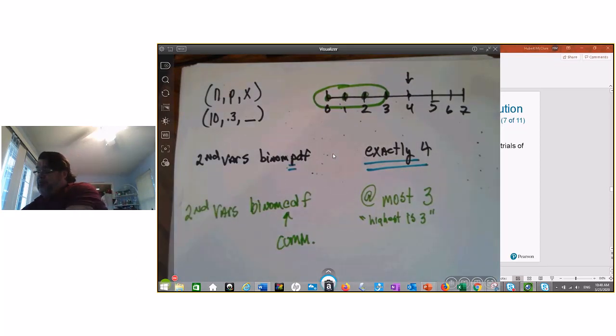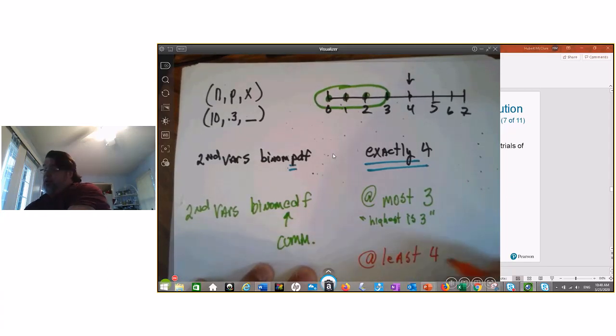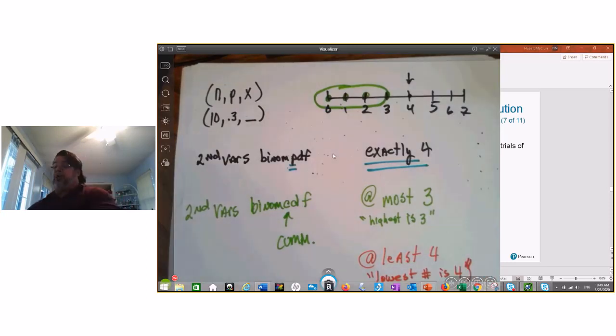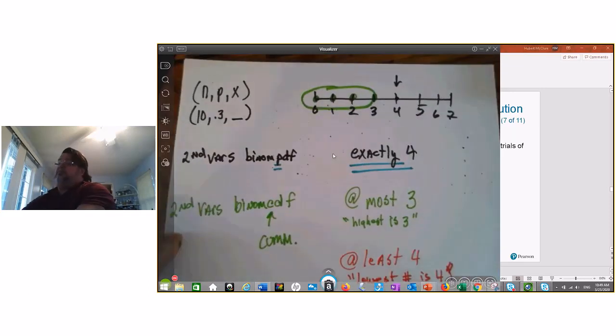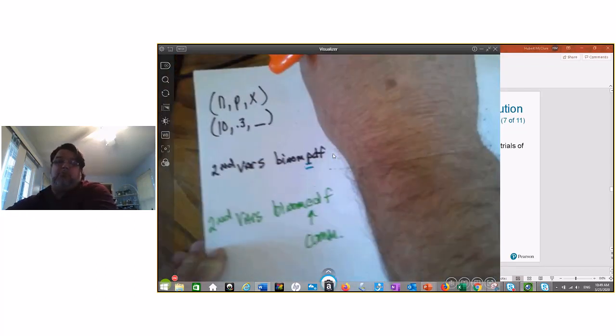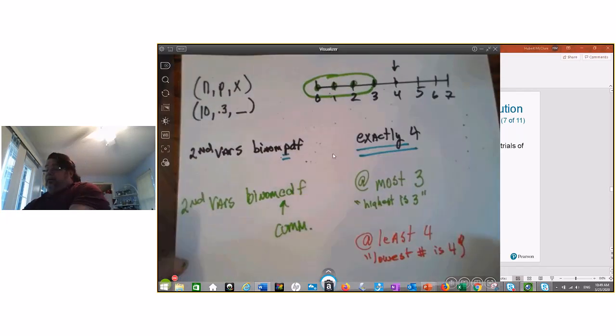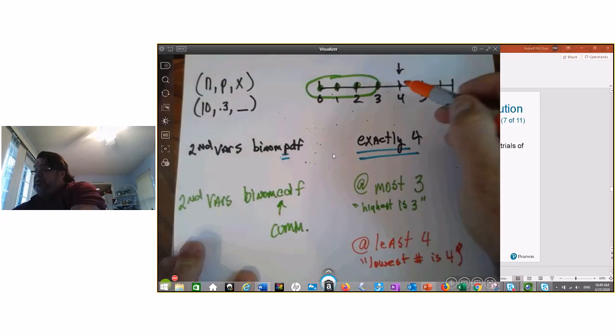And then in orange, at least 4. At least 4 means that the lowest number is 4. Okay? I'm sorry, means the lowest number is 4. If the lowest number is 4, then that means I've got to do this one, this one, this one, and this one.